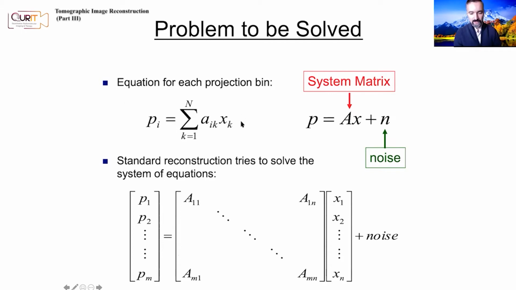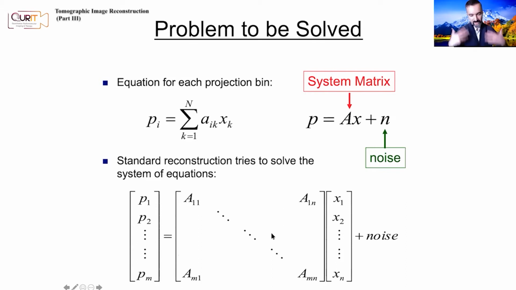So you write it out like this, and your job is to really solve for X, right? Because you've measured the projections. Presumably you understand what the system matrix is. The more you think about it and the more physics we understand, the better we can model this. As people who do image reconstruction, we have to understand the physics of image acquisition so we can improve this modeling in the system matrix more and more.